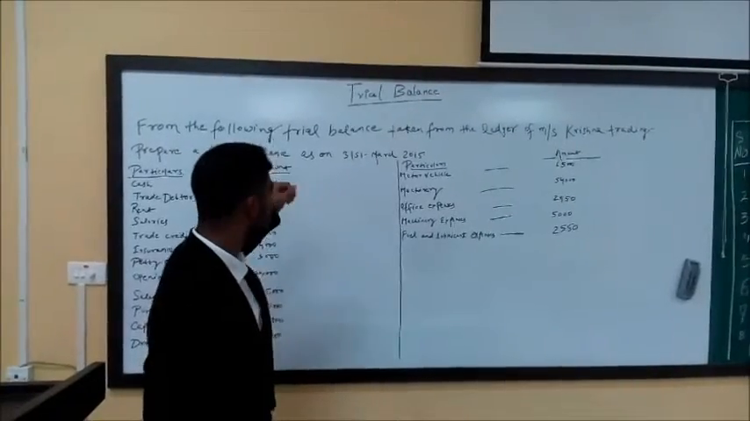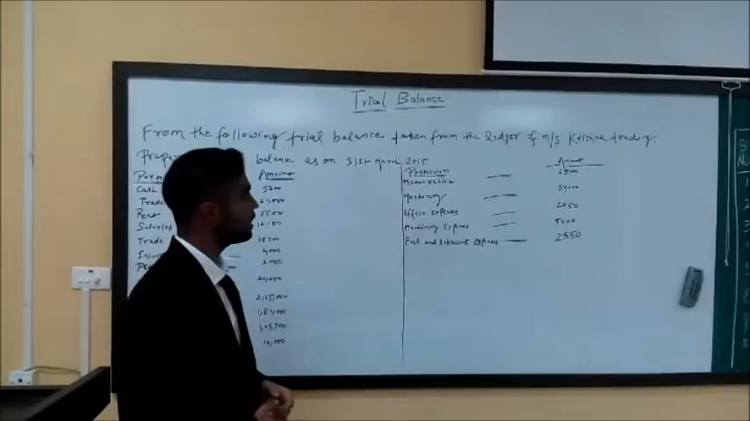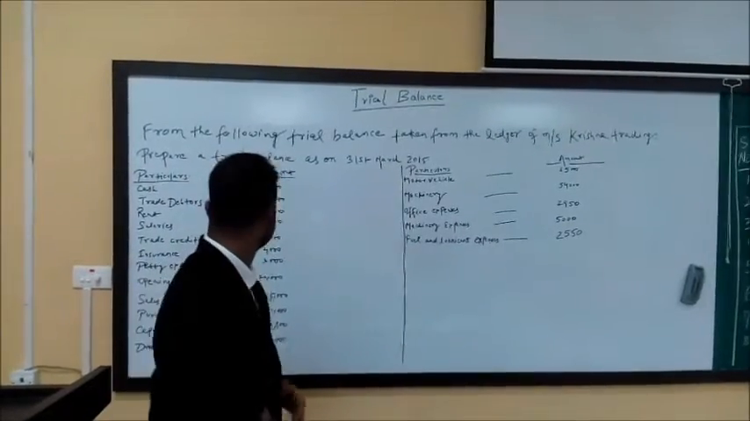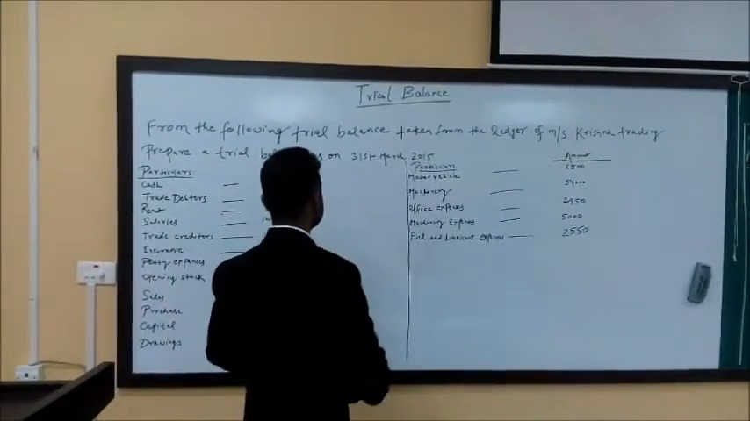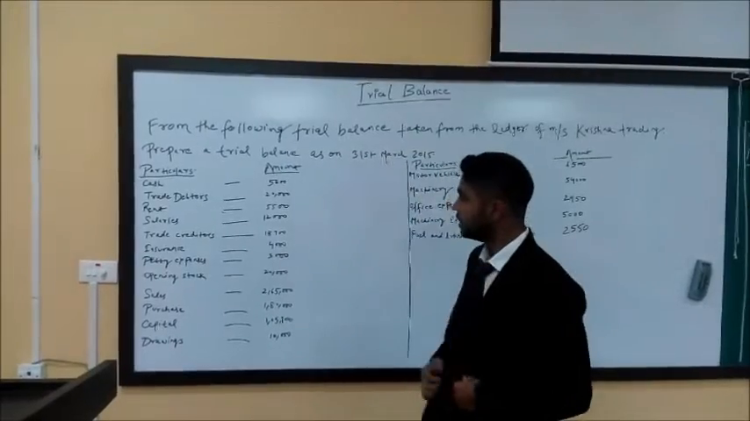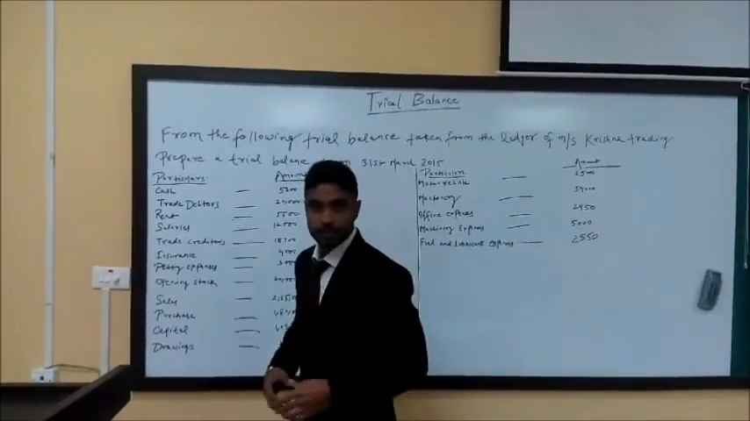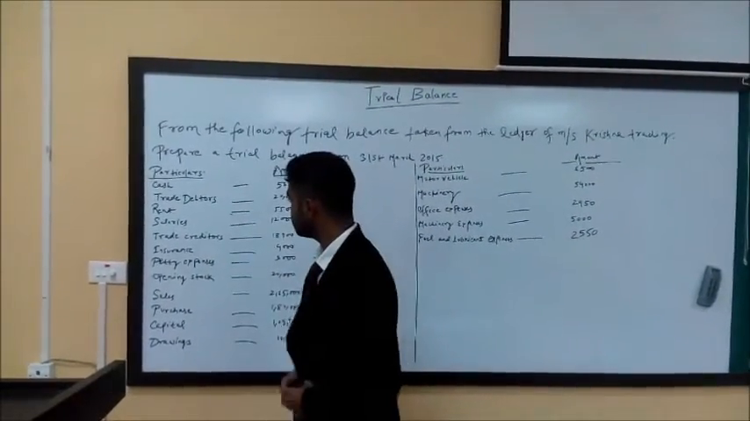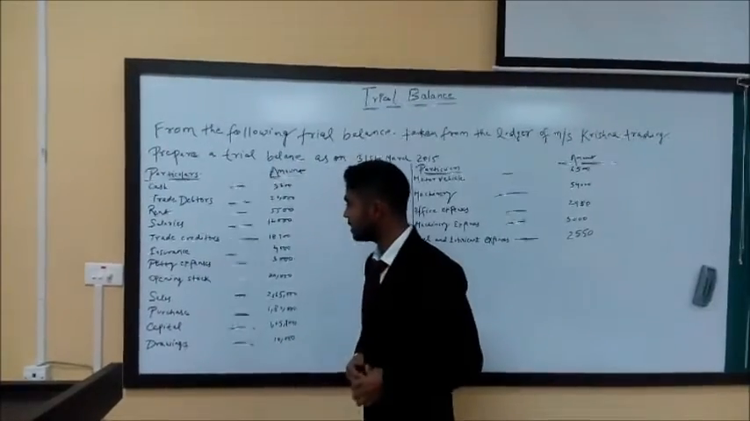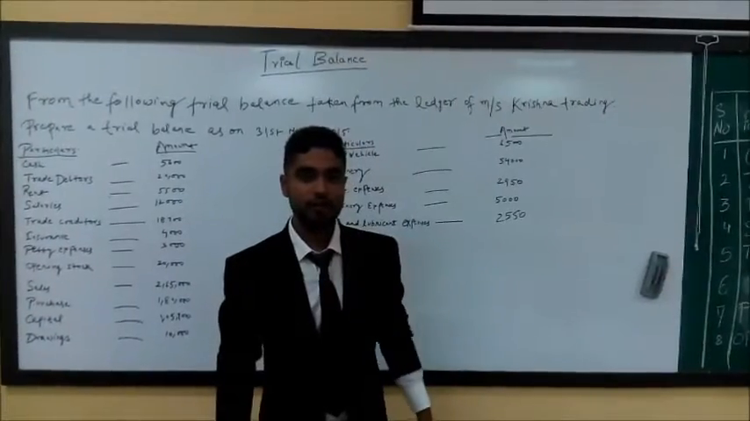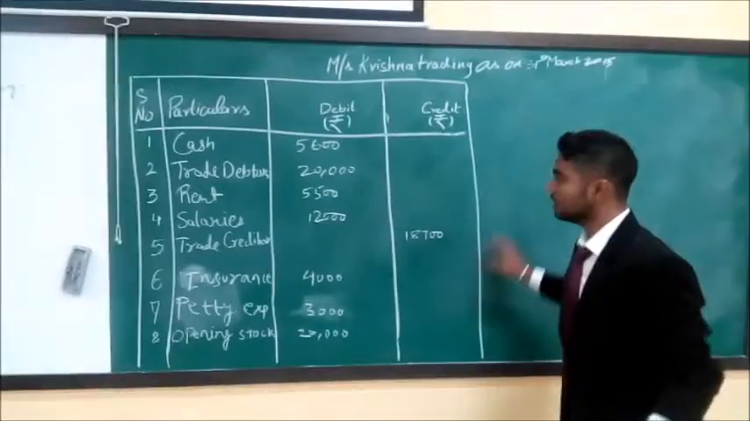Let's take an example of creating a trial balance taken from the ledger of Messrs. Krishna Trading. Prepare a trial balance as on 31st March 2015. So these are the particulars, namely cash, trade debtors, rent, salaries, trade creditors, etc. Now have a look at the solution.